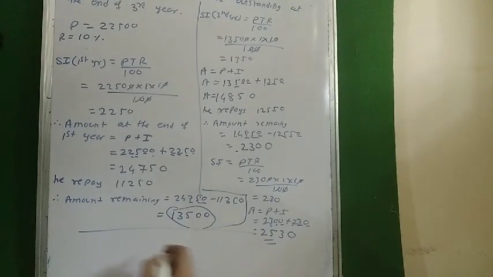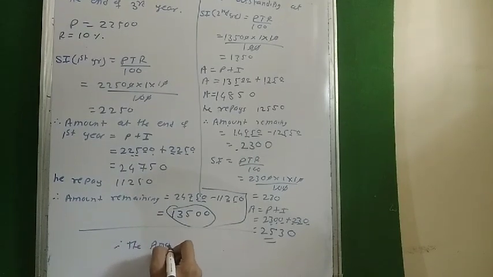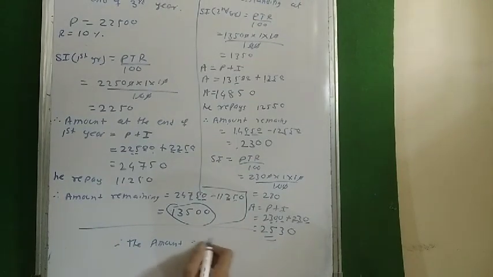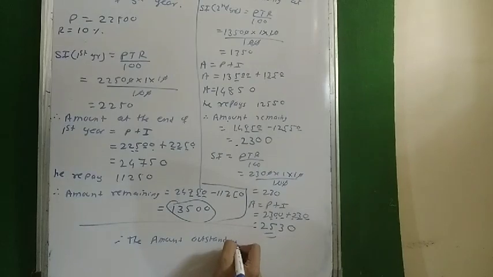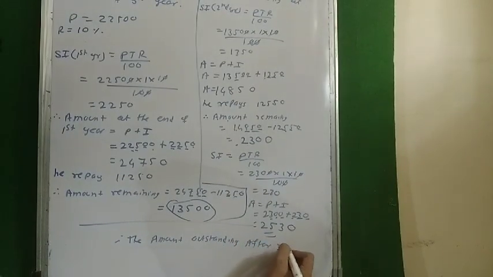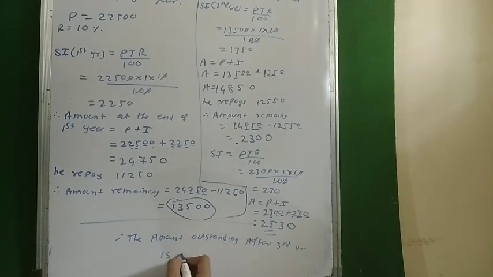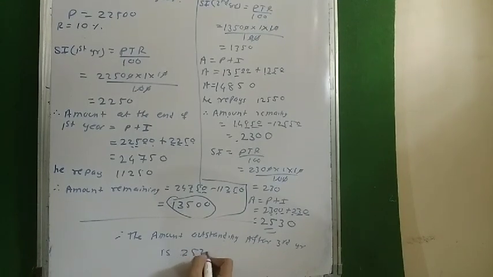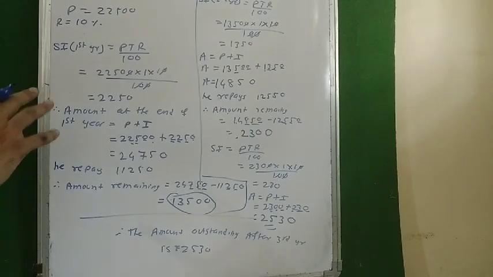Therefore, I write the final statement. Therefore, the amount outstanding after third year is rupees 2530. Okay, I hope you understood it.